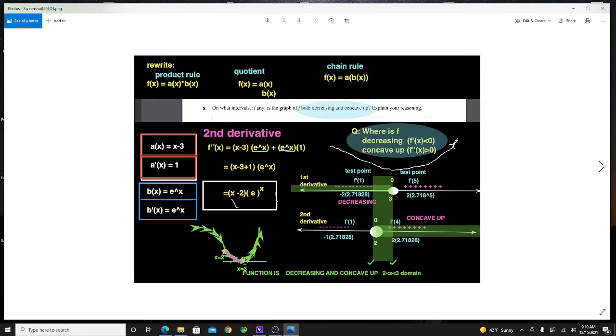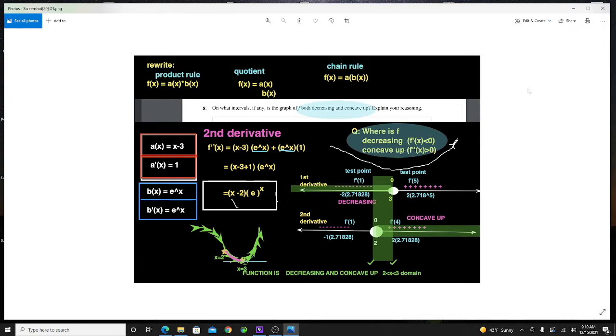Question number 8: on what intervals is the graph both decreasing and concave up? Again, I had to redraw analysis lines because the student hadn't done this for the first and second derivative. I said, what model would we use for the given function? f of x is x minus 3 times e to the x. The student said, let's use the chain rule. I said, it's not a composition, it's function A times function B, so we can't use the chain rule. So I put down the 3 basic templates for product rule, quotient rule, and chain rule. And after about 5 minutes, the student finally got that we should use the product rule.